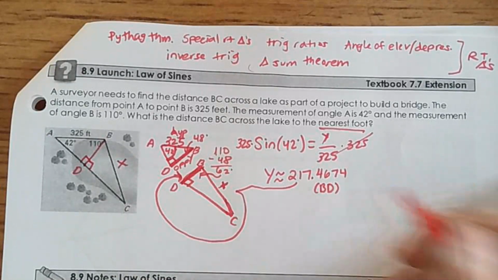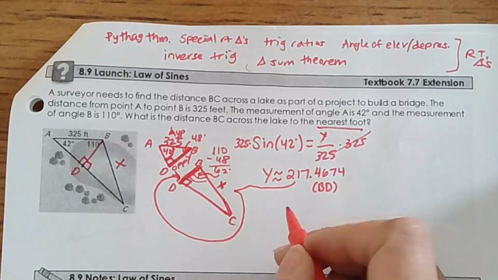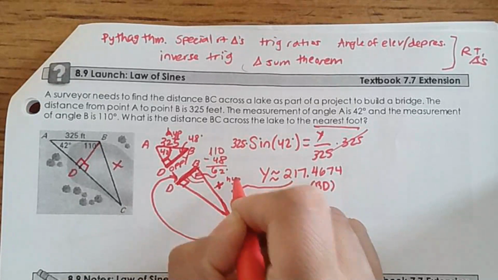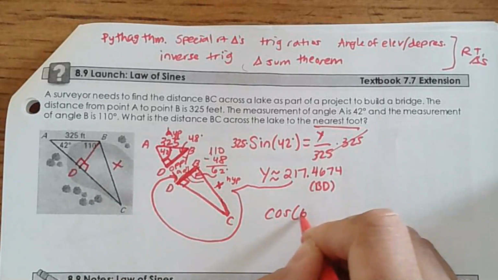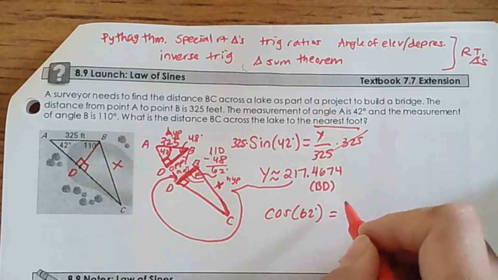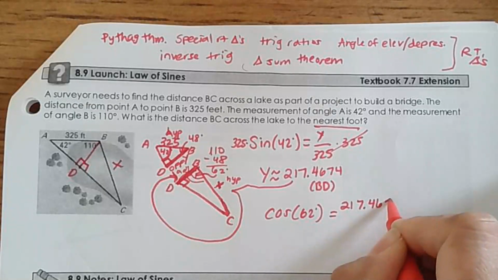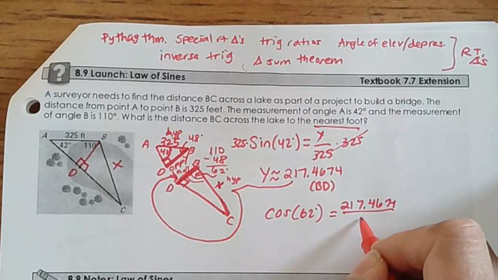Now if I think of what I'm looking for, this 62-degree angle, I'm going to use my hypotenuse is X, and this is my adjacent side. So I'll use cosine of 62 is equal to this answer I just got, 217.4674. If you want to round to like 217.47, that's fine too. And then divide it by X, which is what I'm looking for.